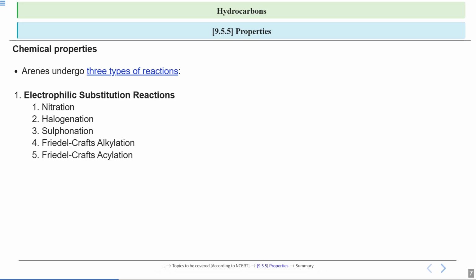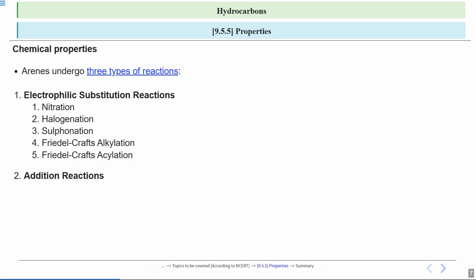Lastly, we have Friedel-Crafts acylation. Now, this Friedel-Crafts acylation is similar to Friedel-Crafts alkylation in terms of its mechanism. But here we are introducing an acyl group, which is COCH3, not a simple alkyl group. This reaction also uses a catalyst and is important for making aromatic ketones, which are used in perfumes and pharmaceuticals.